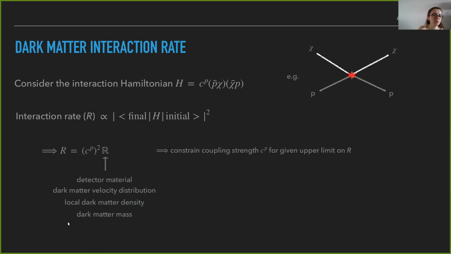And this R matrix depends on the detector material, the dark matter velocity distribution, the local dark matter density, and the dark matter mass, which is all fixed by your model and by the choice of the detector. In addition, the experiment gives us the limit on R, so you can see that with this we can constrain the coupling strength.